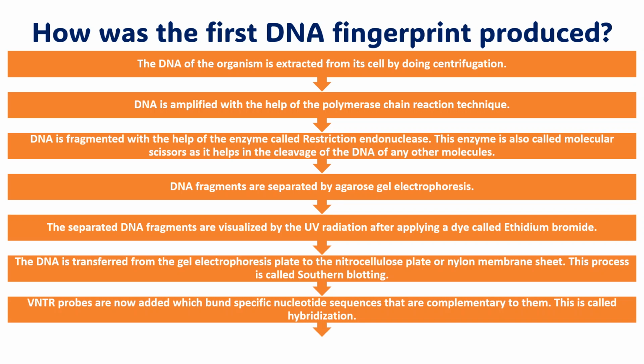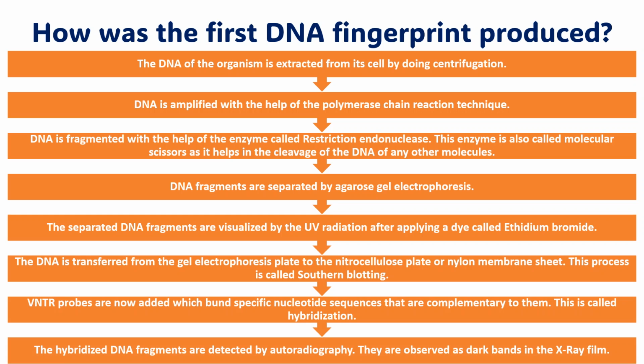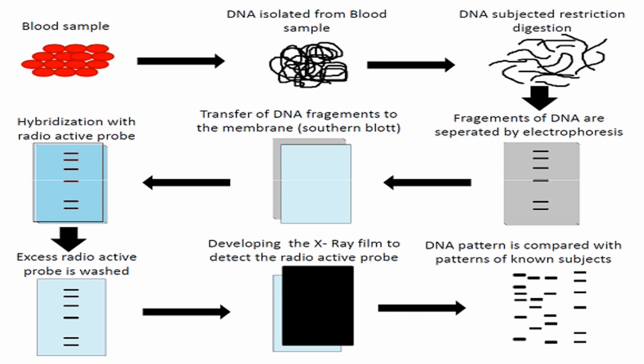These repeated sequences, which I have called microsatellites, are detected with VNTR probes. Variable number tandem repeat probes are added, which bind at specific nucleotides that are complementary to these nucleotides, and this is called hybridization. Once hybridized, the unbound DNA is washed out, and the hybridized DNA fragments are detected by autoradiography using X-ray films. So this is the process of how DNA fingerprinting is used.